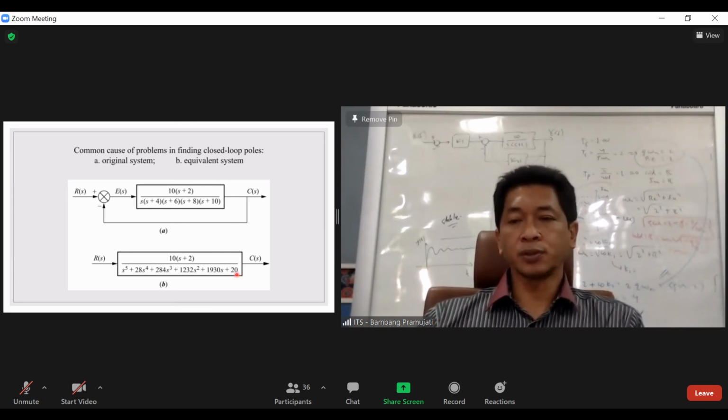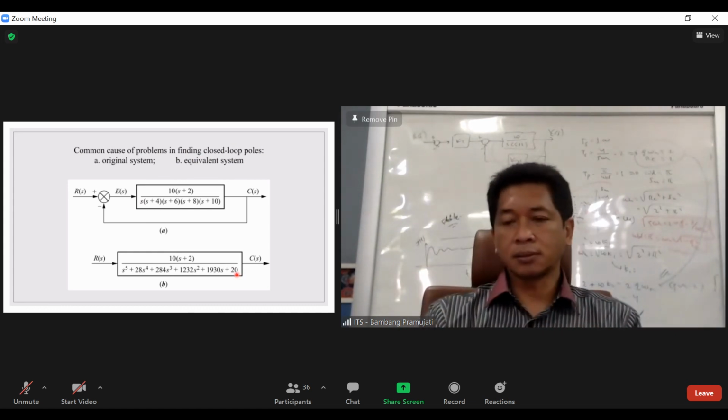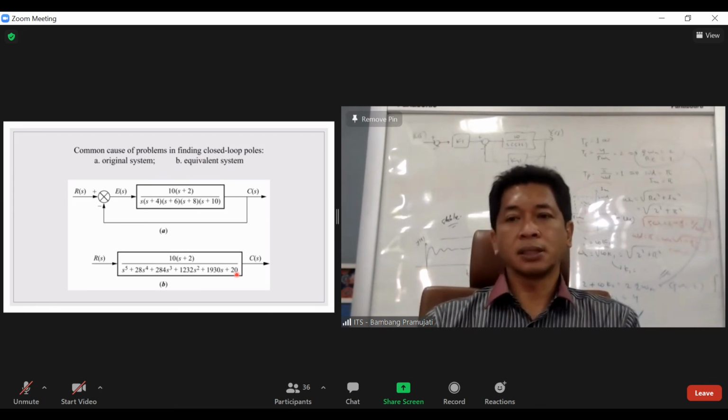The simplest way for sure, you can use MATLAB. You can use MATLAB roots, s pangkat 5, pangkat 4, pangkat ini, then there you go. You can easily find the location of the poles. Then you can easily define, okay, the system is either stable or unstable. Ya, ini jadi masalah kalau persamaannya seperti ini karena menjadi tidak mudah untuk mencarinya.